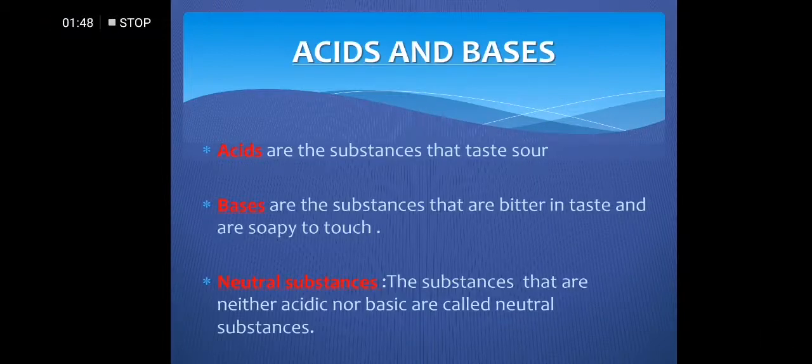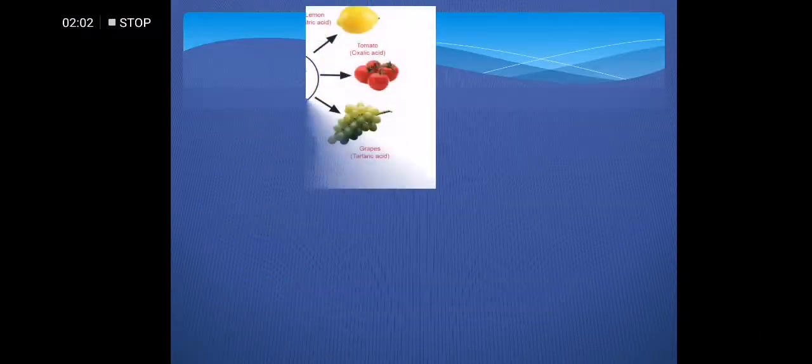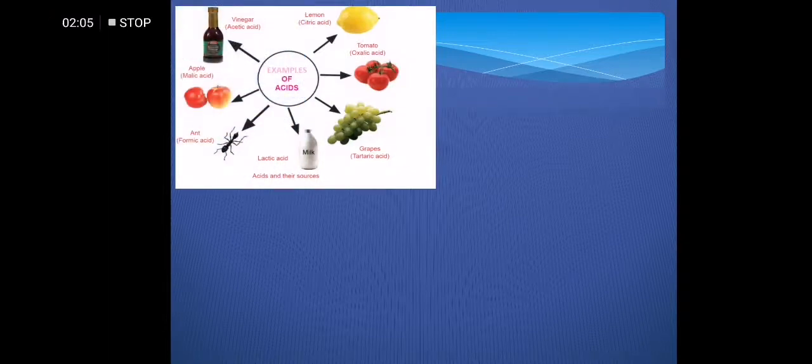Acids are substances that taste sour, bases are bitter in taste and soapy to touch, and the substances that are neither acidic nor basic are neutral substances. Here are some examples of acids to understand it better, like lemon, tomato, grapes, milk, ants, apples, vinegar. They are all different substances which have different kinds of acids present in them.